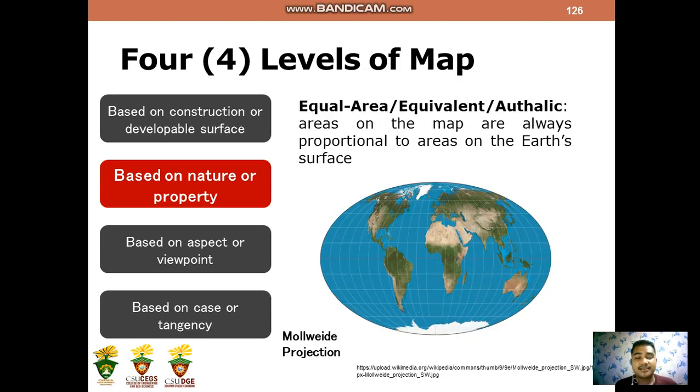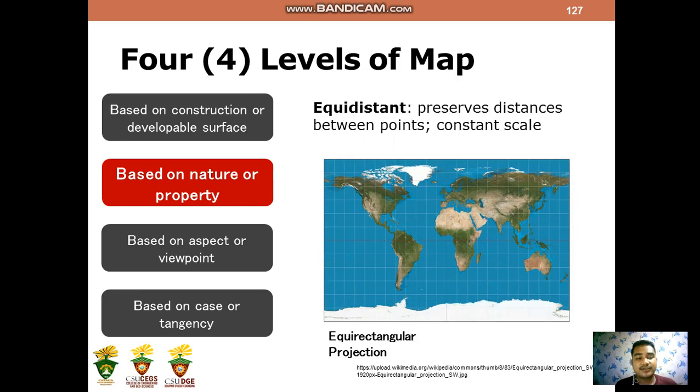Next property is equal area or equivalent. Areas on the map are always proportional to areas on the earth's surface. So what it preserves is the area. It neglects direction and form, because what it wants is the area. The area on the map and the area on the earth should be equal. An example is the Mollweide projection.